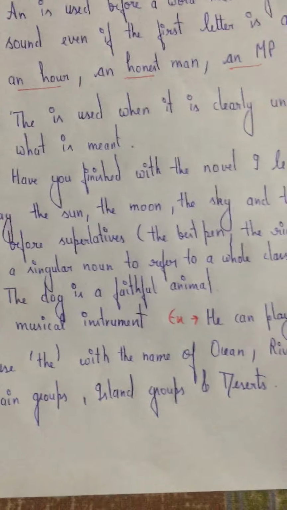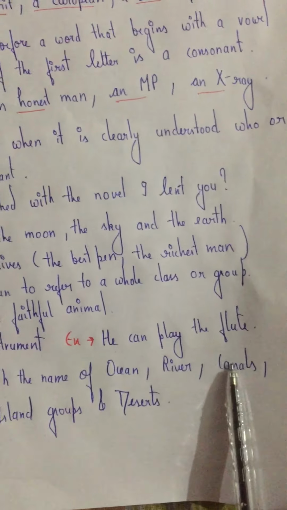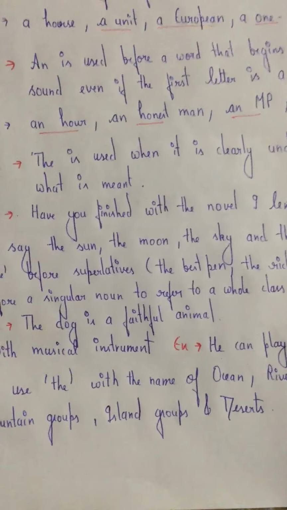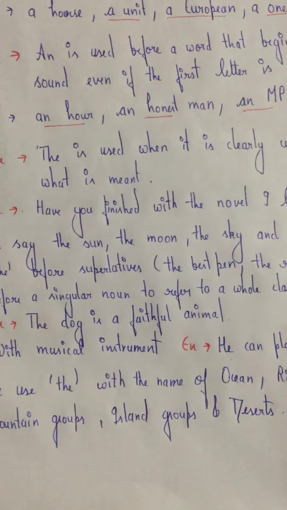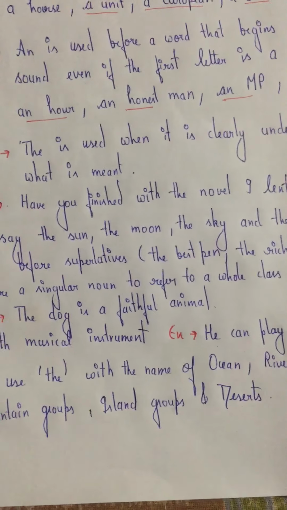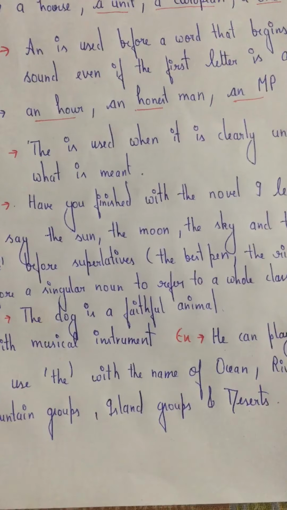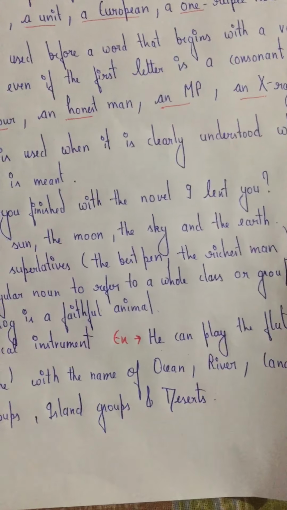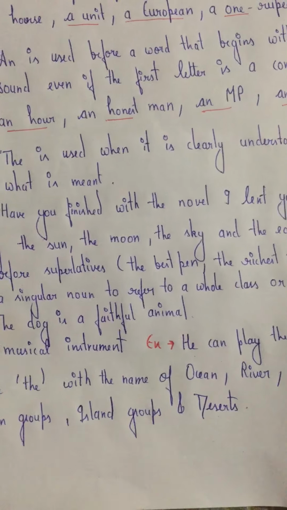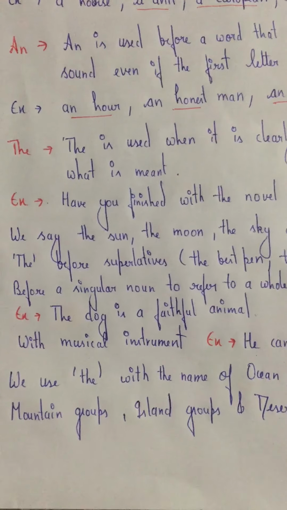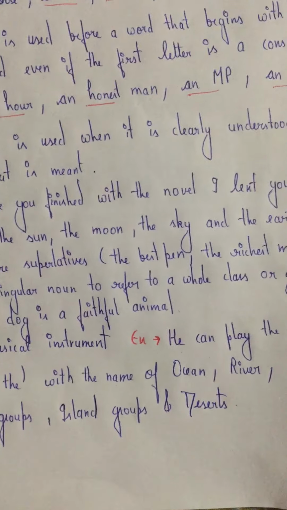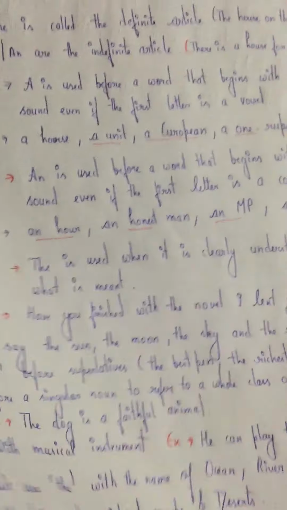We use the with the names of oceans, rivers, canals, mountain groups, island groups and deserts, right? For example, if we take an example of an ocean, that is the Pacific Ocean, right? The Black Sea. Or rivers, the Ganga, the Nile, and canals, the Panama Canal. For example, if we talk about mountains, the Himalayas, right? Island group, the West Indies, desert, the Sahara Desert. Alright.